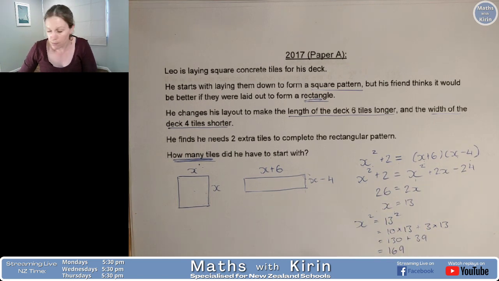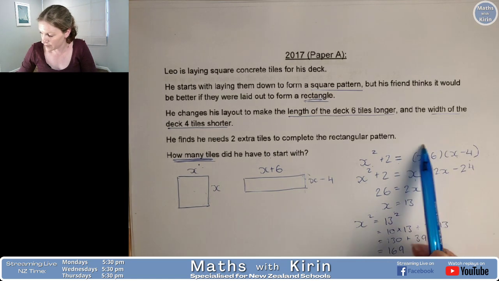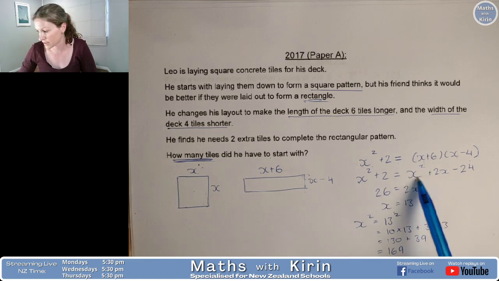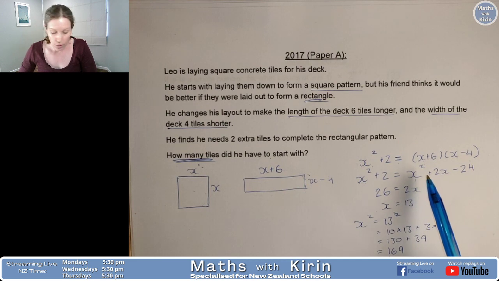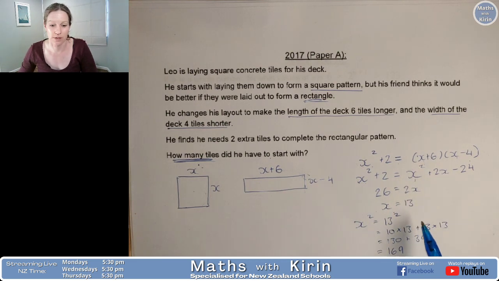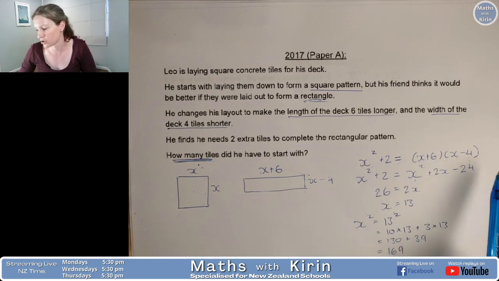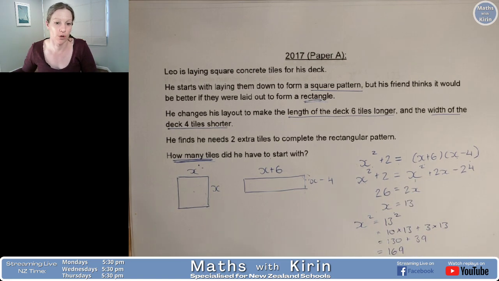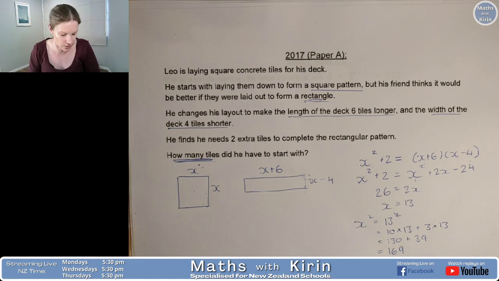Or you might set up your equation with this, so your x plus 6 and your x minus 4, and consistently expand it to get your quadratic and simplify the quadratic. Or you consistently solve your equation. So when they say consistently, something's gone wrong. Maybe you made an error in your expansion, but you consistently work that through and you solve your equation. So any of those things, for Achieved.